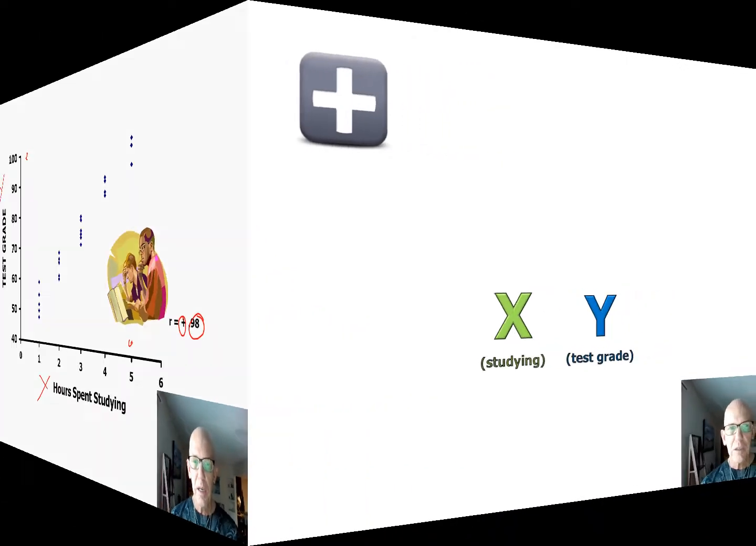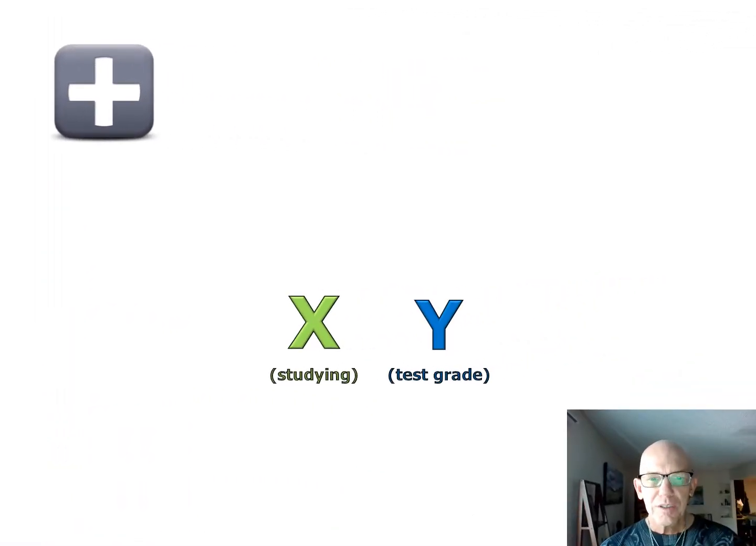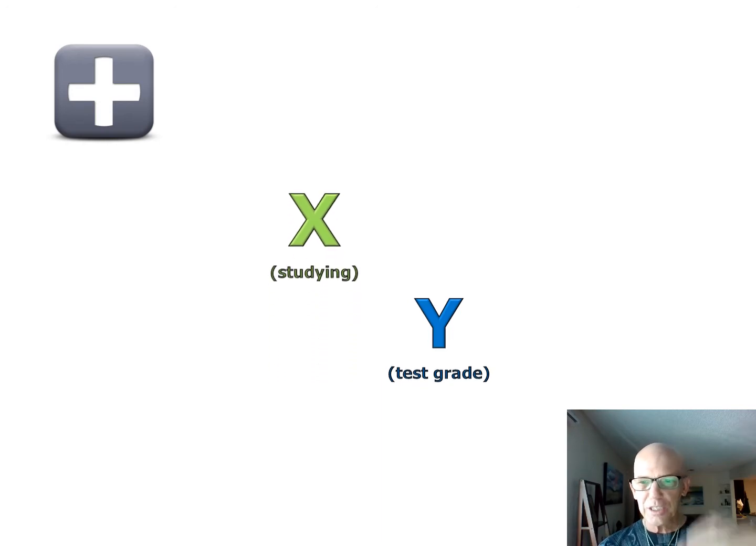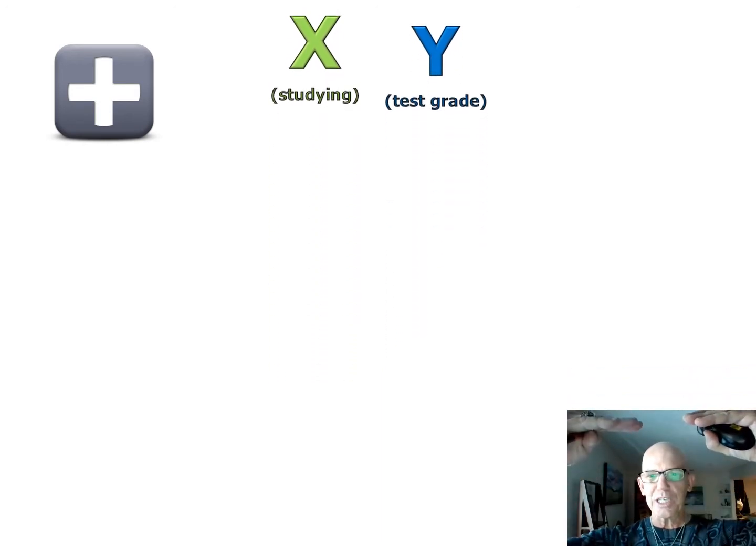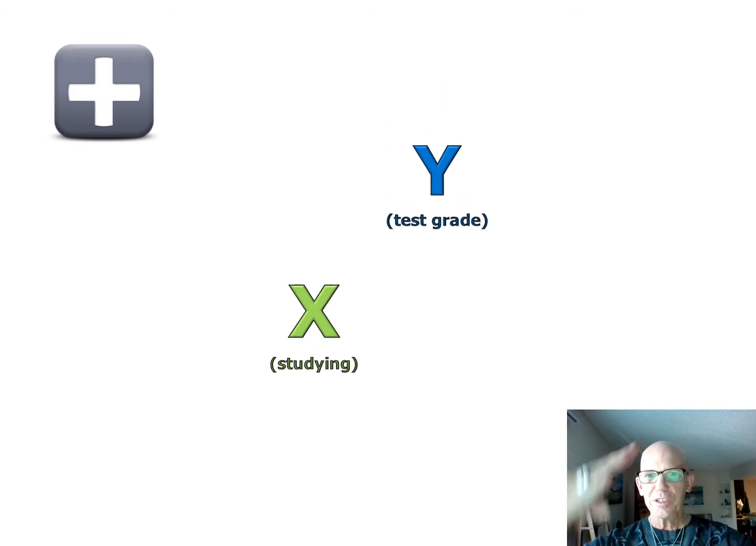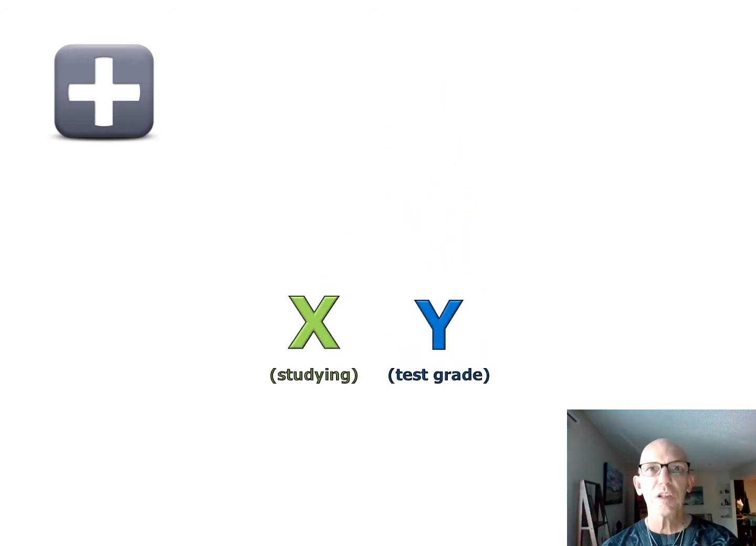Now, why is it positive? For instance, as studying goes up, so does my test grade. And as my studying decreases, so does my test grade. They follow one another. That's the positivity.